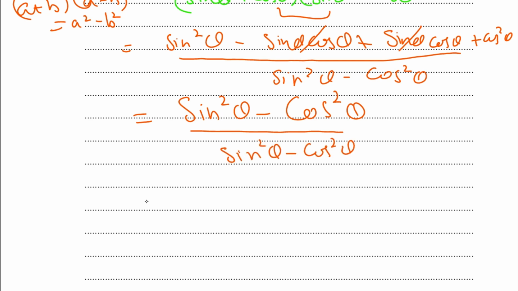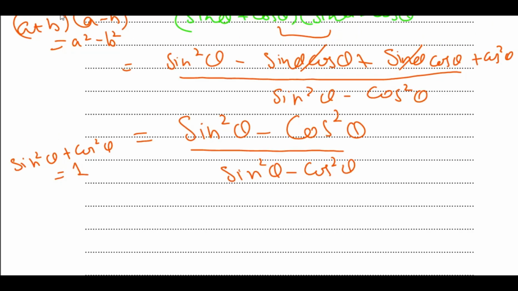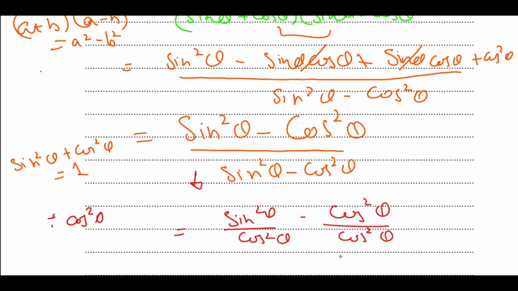As we know the identity, sine square theta plus cos square theta always equals 1. All right, we were here, and now for the next step, we will divide everything by cos square theta. As a result we will get sine square theta over cos square theta minus cos square theta over cos square theta.